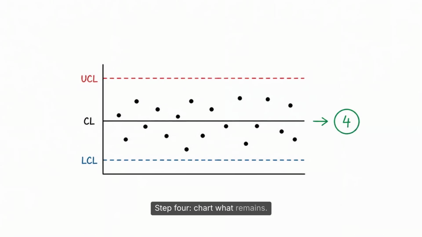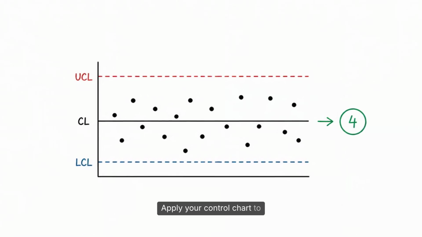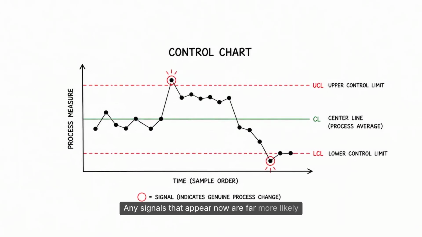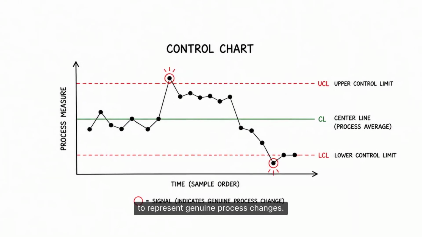Step 4. Chart what remains. Apply your control chart to the cleaned-up residual data. Any signals that appear now are far more likely to represent genuine process changes.